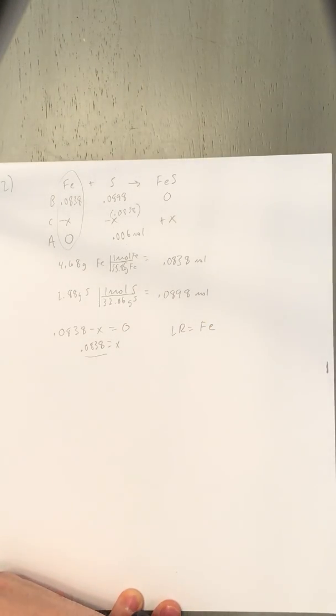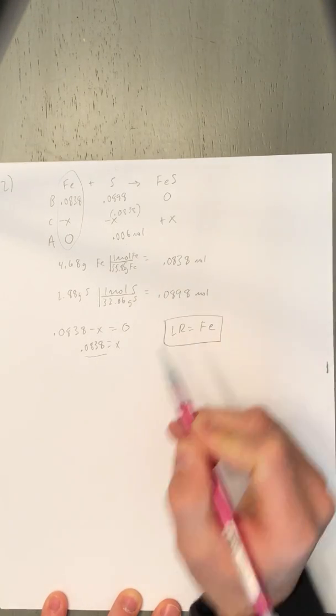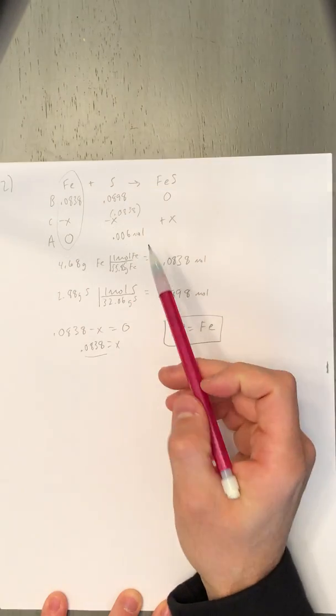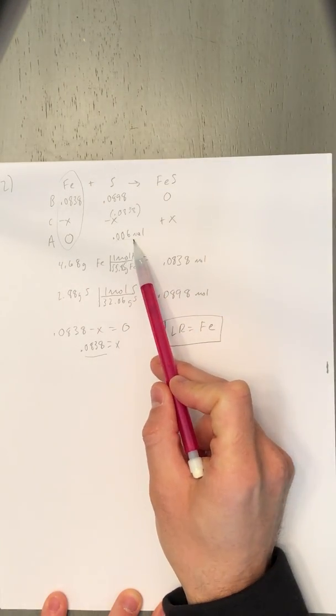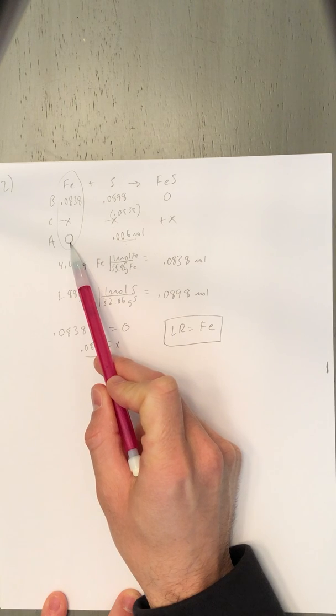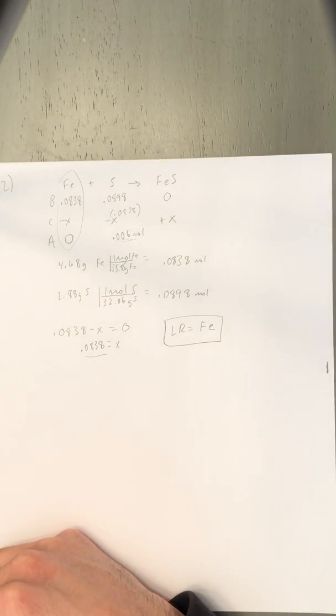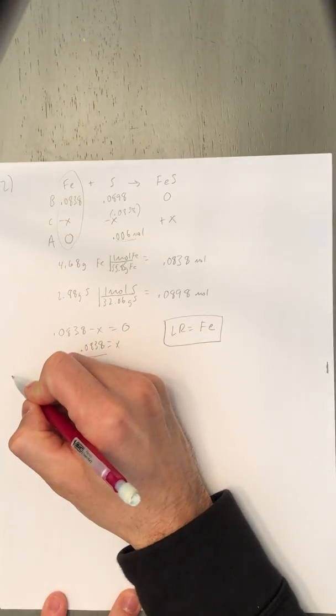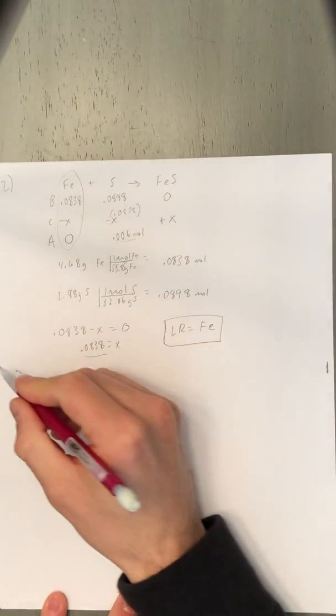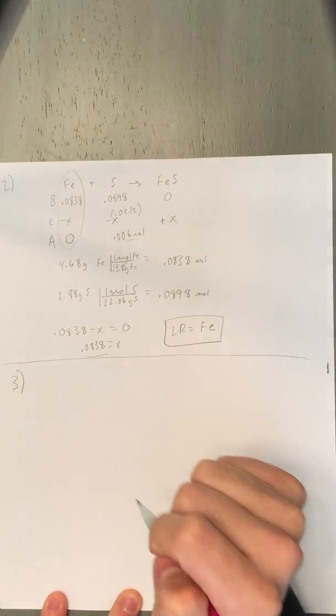And because the question only asked us for the limiting reactant, we can stop there, right? We said the limiting reactant was Fe, and we're good. So that means your excess reactant is sulfur because you have some of it left over. But again, the question asked for the limiting reactant, and we're concerned with Fe. And so we can follow the same process for number 3. So I can look at number 3.